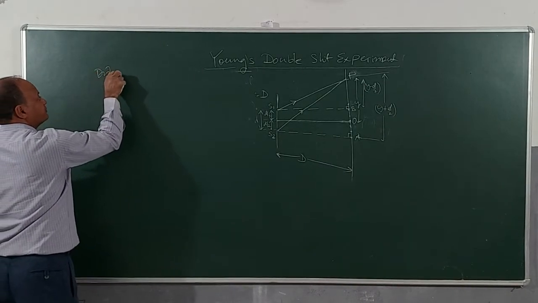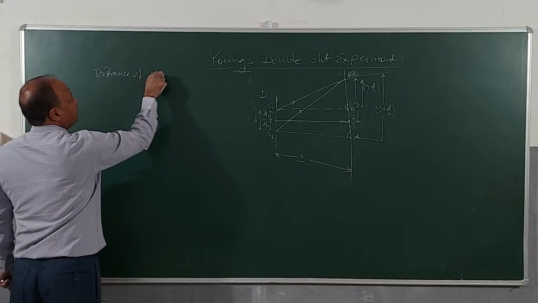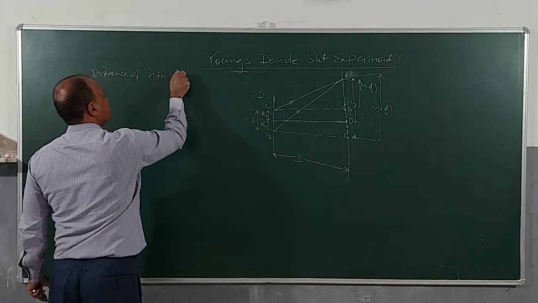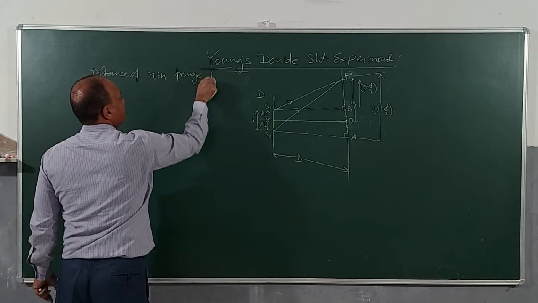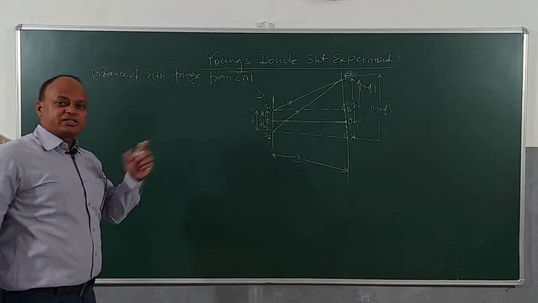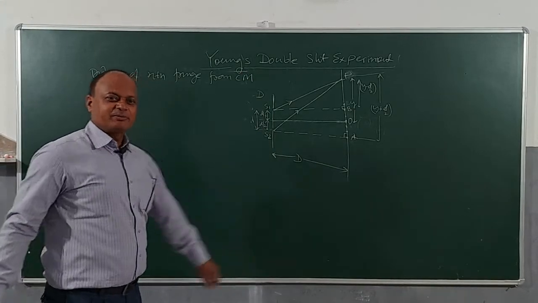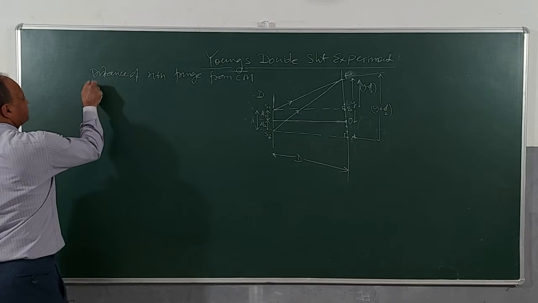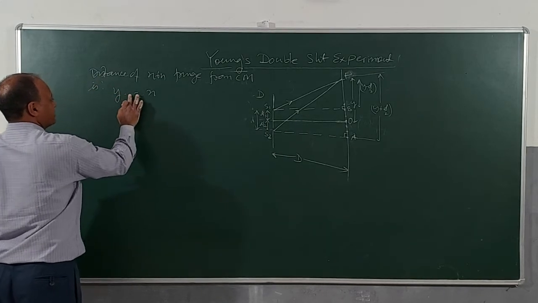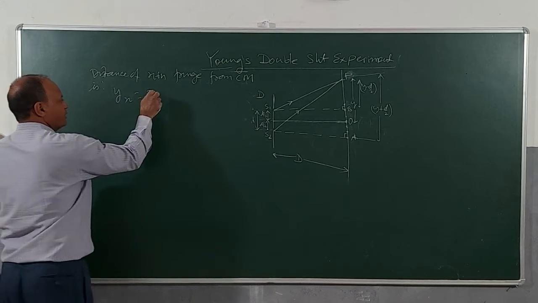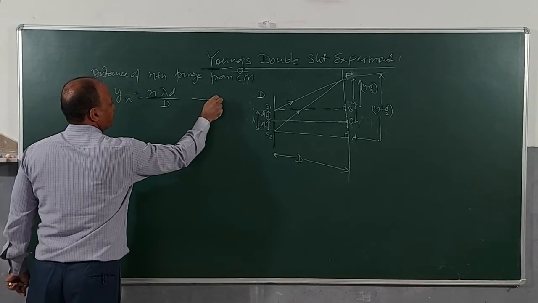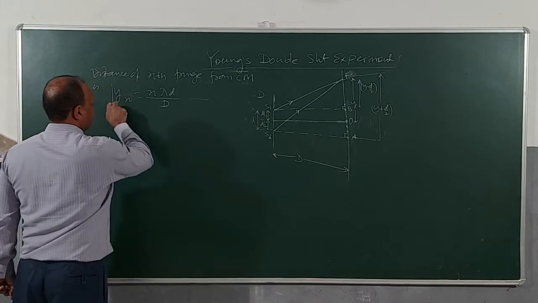Distance of nth fringe from CM. CM is not chief minister, it is what? Central maximum. yn is equal to n lambda D by d. This is a very important result that we derived.